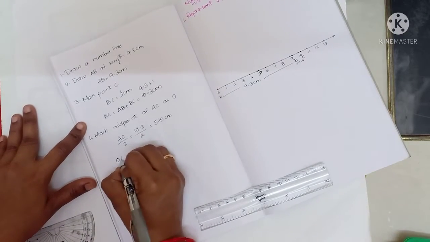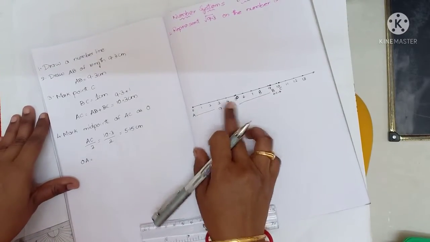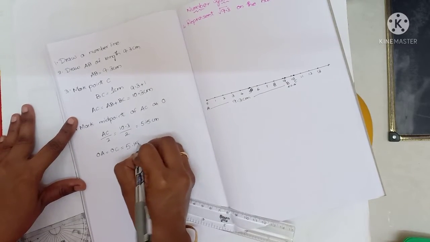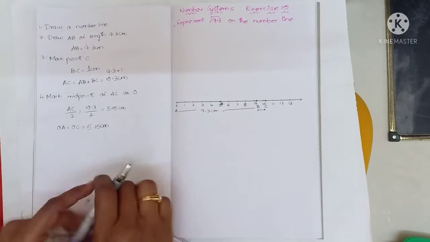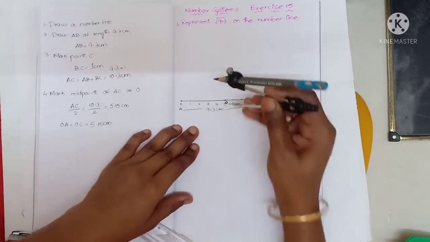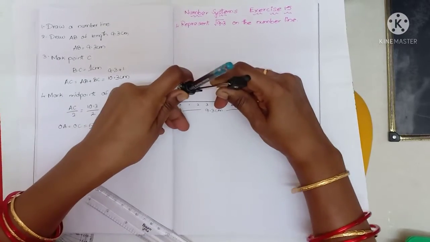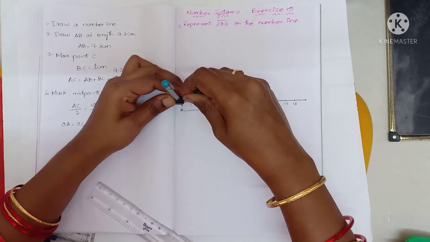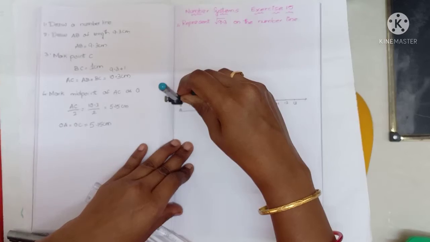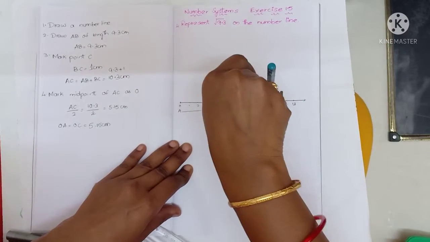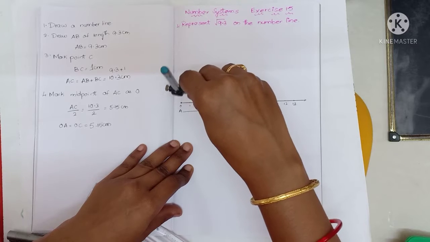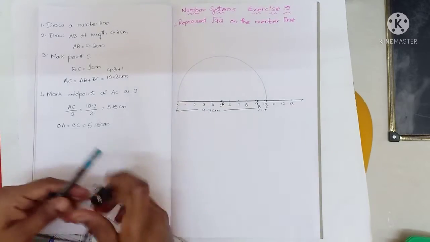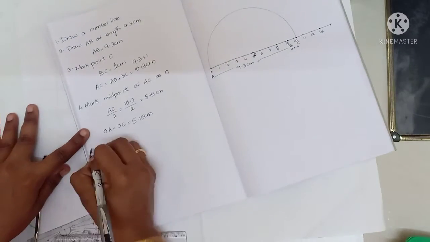Okay, now what is this? O is the midpoint of AC. So OA is equal to OC is equal to 5.15 centimeters. Now take a compass and measure OA. Measure OA and draw a semicircle with the length OA. OA is equal to OC. With the length OA, draw a semicircle.